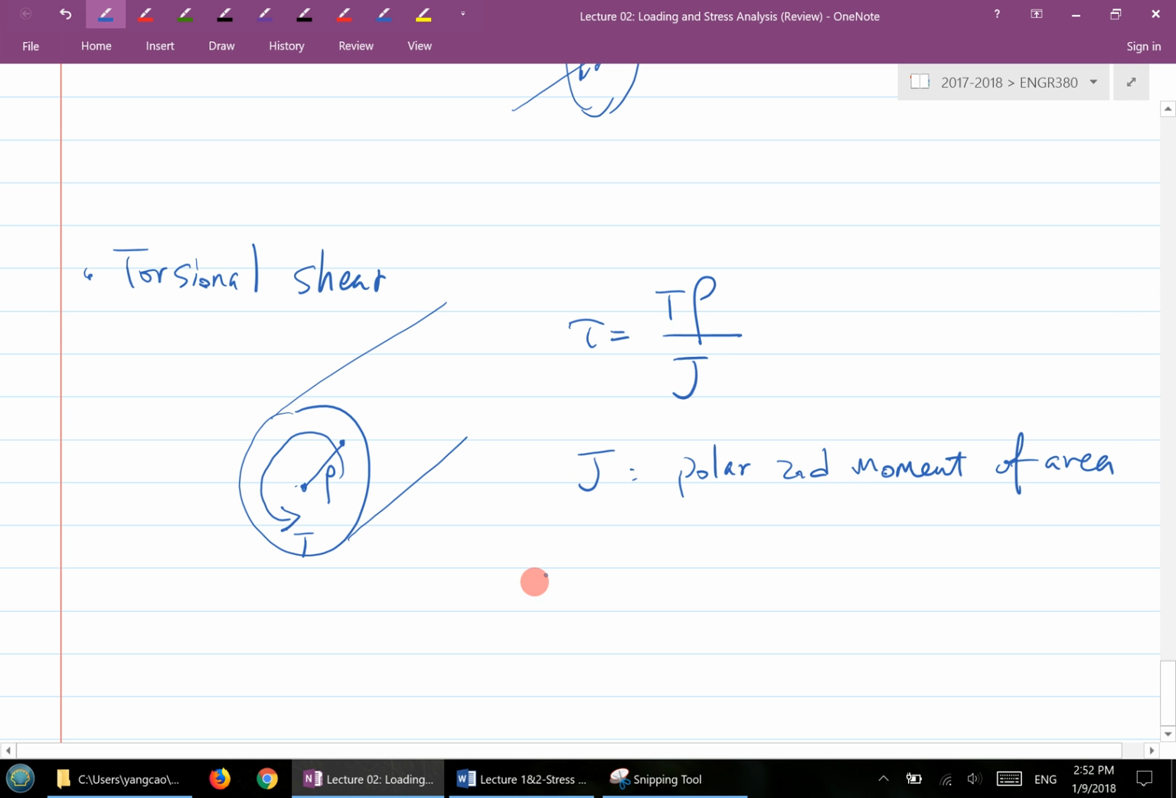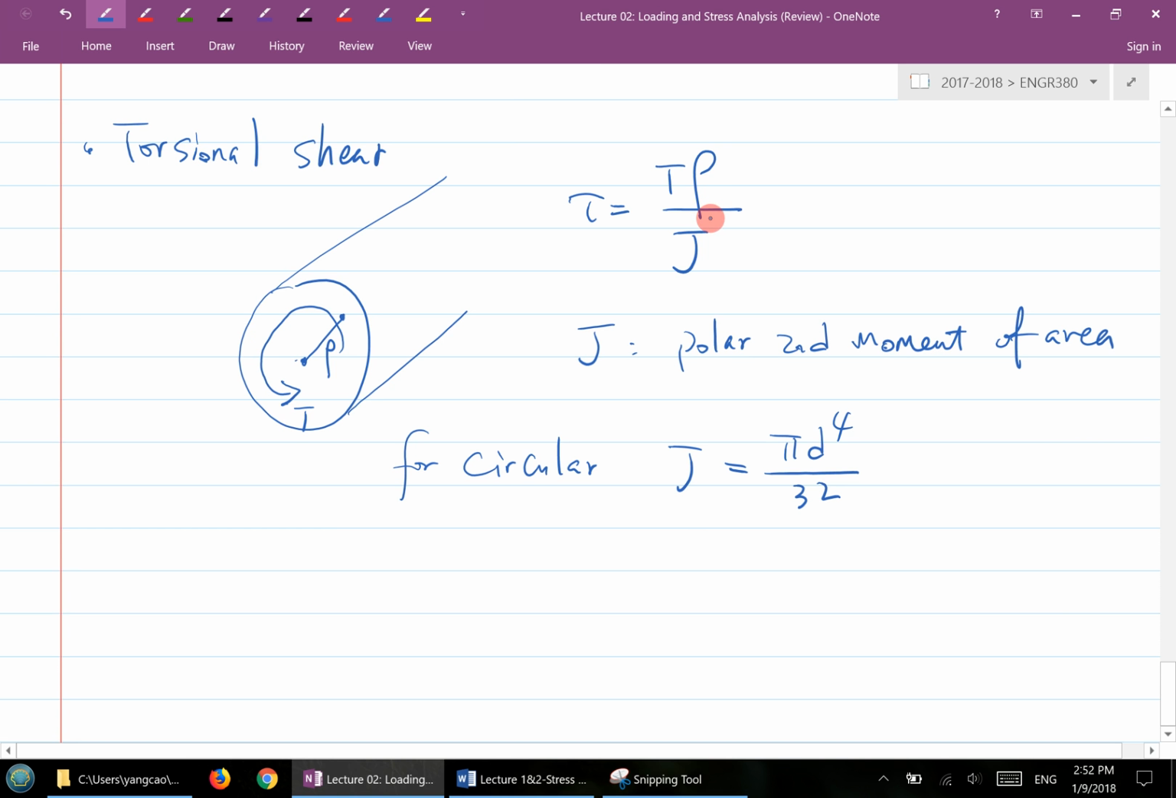For a circular cross section, your J is equal to pi d to the power 4 over 32. In this class, circular is enough, so we typically will only consider a shaft which is circular. If I look at this formula for the shear stress, again, we're interested in the location that gives us the maximum value, the maximum shear stress, because that's the location you want to analyze and prevent failure from happening. It's pretty obvious that when rho is equal to the radius, along the edge, that's where you see the maximum shear stress.